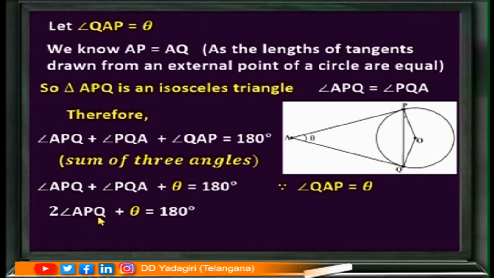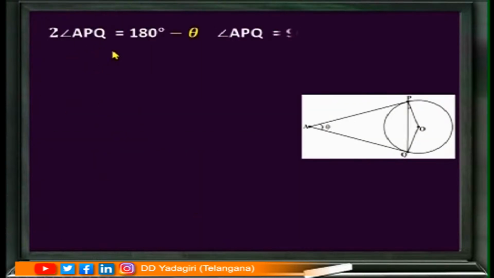Then I can write 2 APQ plus theta is equal to 180 degrees, which I can write as 2 APQ is equal to 180 minus theta. I am sending theta to the right hand side, then 180 minus theta. So, 2 APQ is equal to 180 minus theta, that means APQ is equal to 90 minus 1 by 2 into theta. So, 180 minus theta by 2, I can write 180 by 2 is 90 degrees and theta by 2 as 1 by 2 into theta. So, APQ I got as 90 minus 1 by 2 theta.